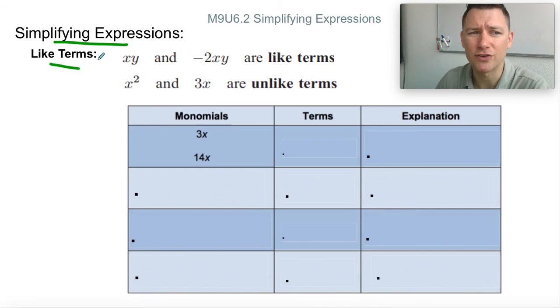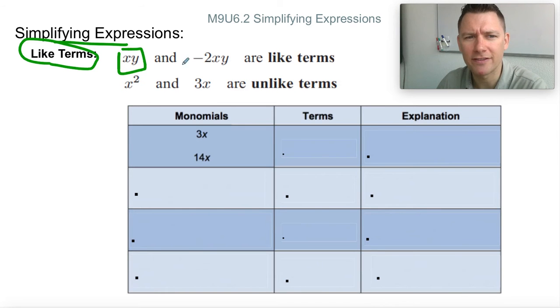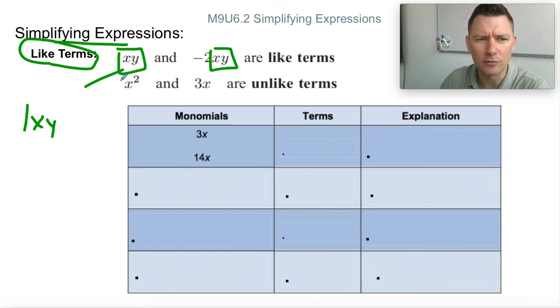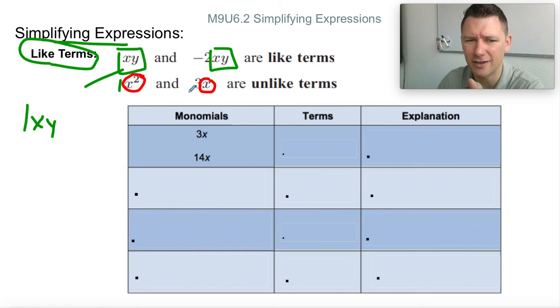Simplifying expressions really deals with like terms, and like terms have the same pieces in their variables, right? So xy and -2xy are like terms because they're both xy's. This is really like saying 1xy, and this is -2xy, right? This is the same sort of thing. 1x squared and 3x are unlike terms because this x and this x squared, the variables don't match up. They're not the same. So here's a couple examples.